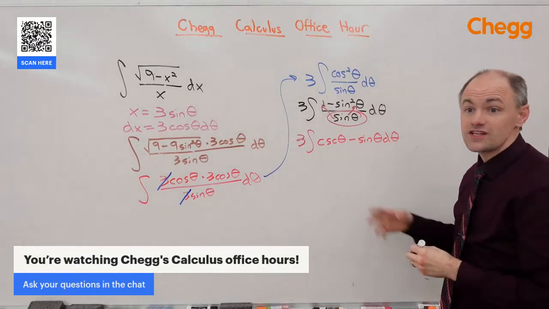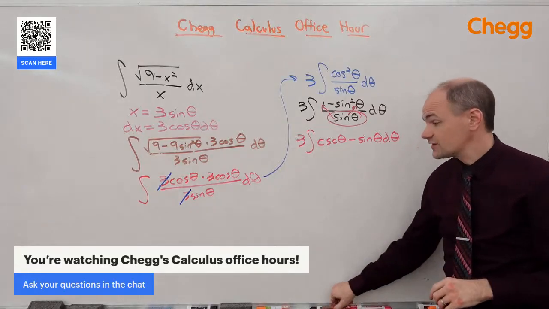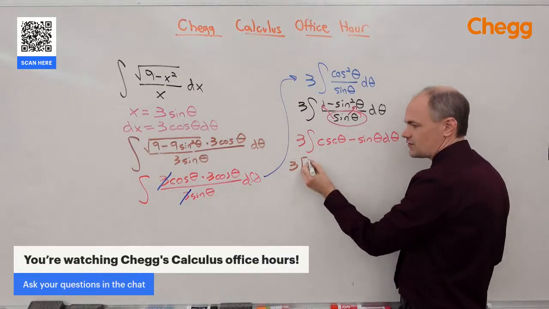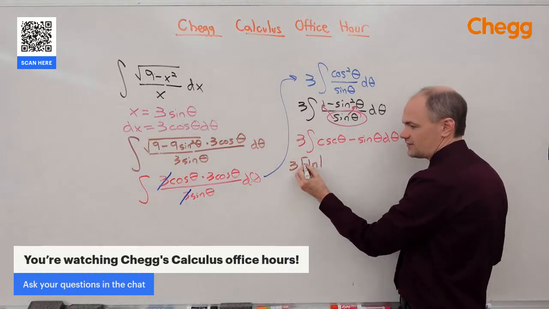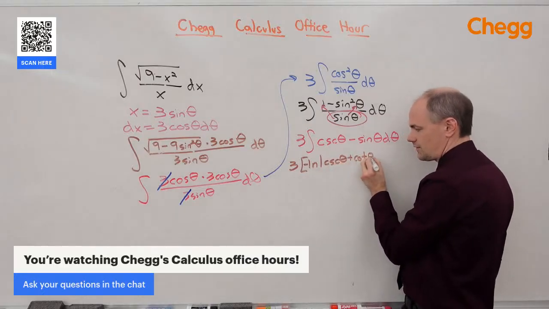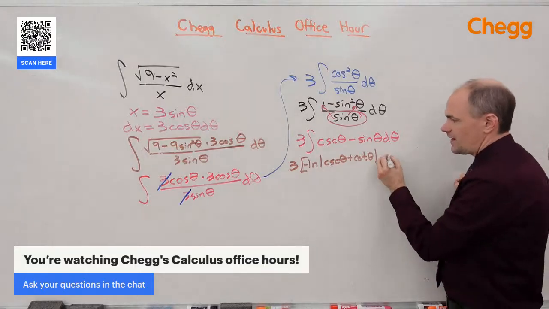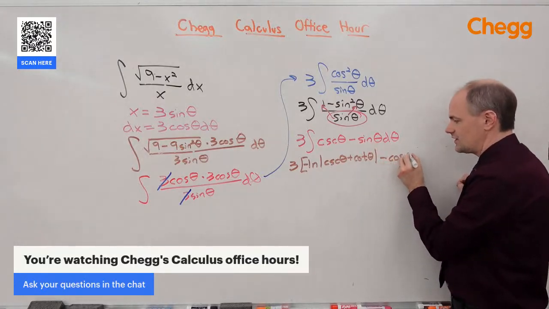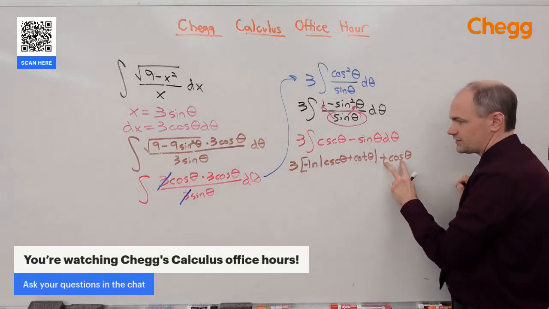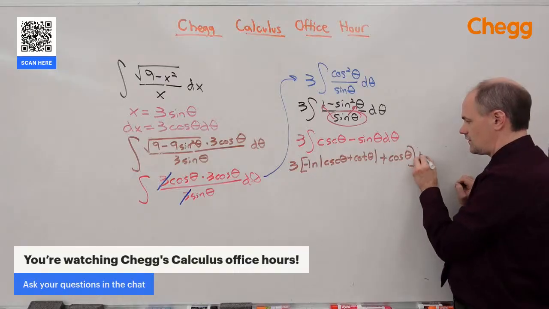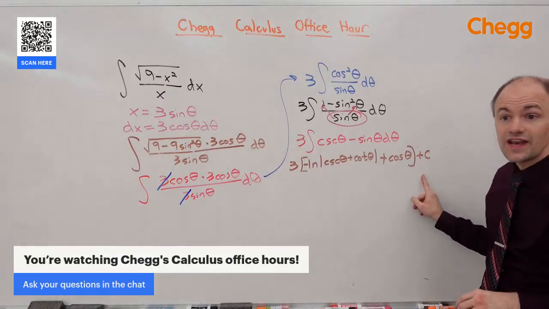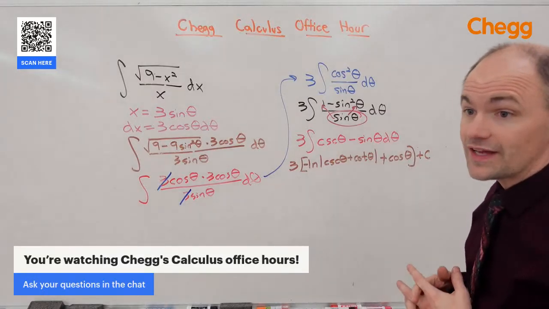And then we can actually do the antiderivative of this expression. We've got a 3 out front. The antiderivative of cosecant is the natural log. Actually, it's a negative natural log of cosecant plus cotangent. Minus the antiderivative of sine is cosine. Actually, it's positive cosine, because the derivative of positive cosine is negative sine, plus our constant. This gives us a solution now in terms of theta.